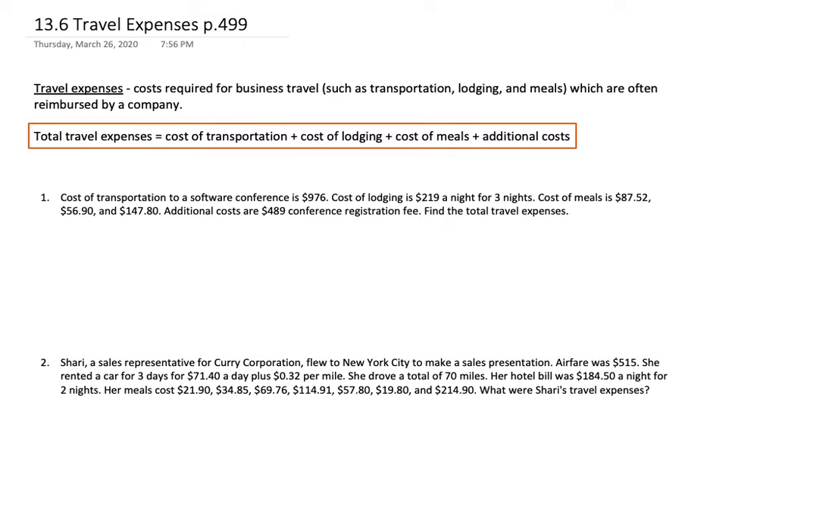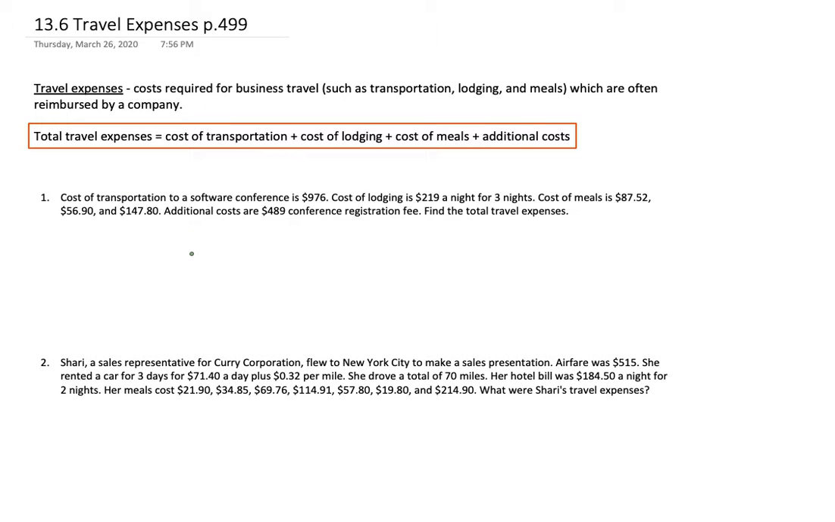So the formula is just the total travel expenses is going to be your cost of transportation, cost of lodging, cost of meals, and any additional costs. And of course, this varies from company to company. Whatever they give you in the problem, that's what you're going to add up.